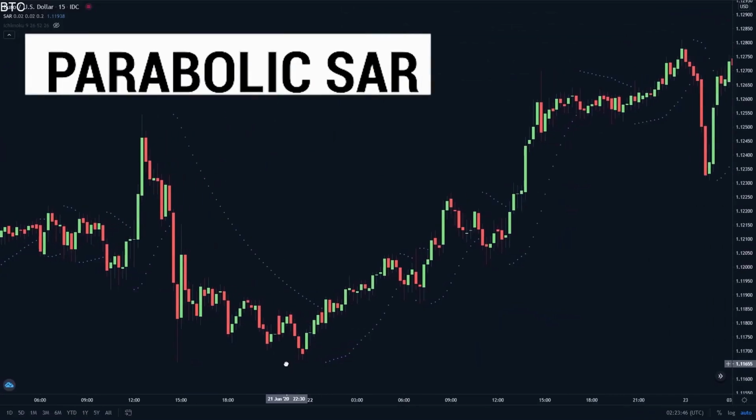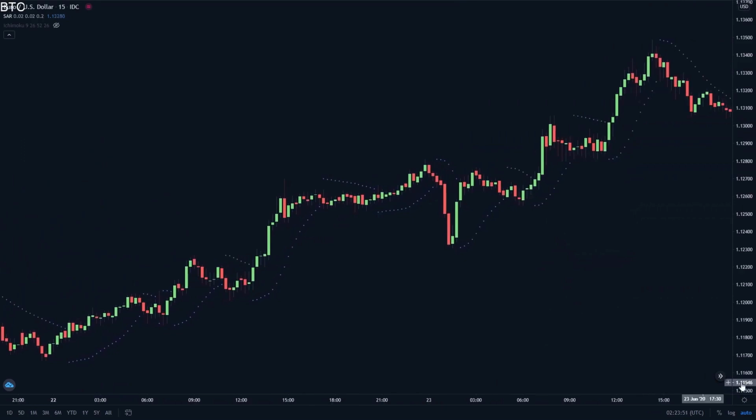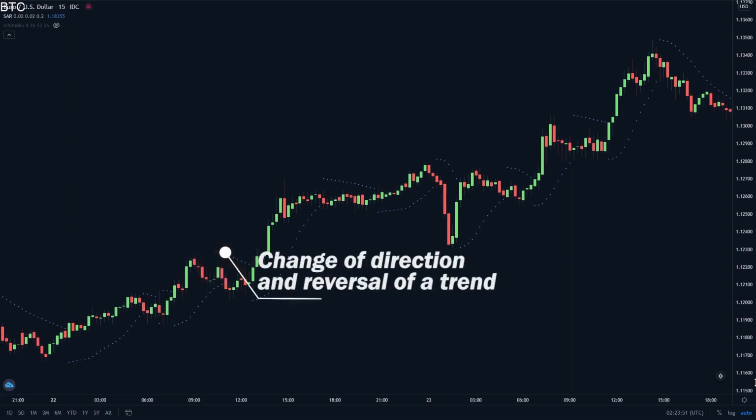Let's start with the Parabolic SAR. The Parabolic SAR is one of the simplest and easiest to learn trend indicators to implement in trading. It is used to predict change of direction and reversals of an asset price.